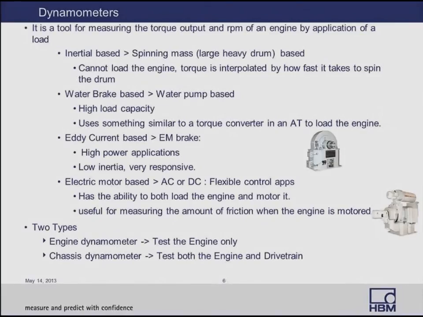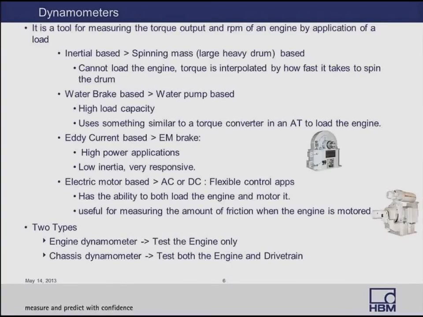For those of you who are not used to dynamometers and would like to know a little about what a dyno is: it is basically a tool for measuring torque output versus RPM of an engine for a specified application of load. There are various types of dynos that have evolved over the years in the industry. There's the inertial-based dyno, which involves a spinning mass or a large heavy drum. There's a water brake-based dyno, which is basically water pump-based. There's eddy current-based dyno, more or less the electromagnetic brake-based. And there's electric motor-based dyno, which is an AC or DC type electric motor.